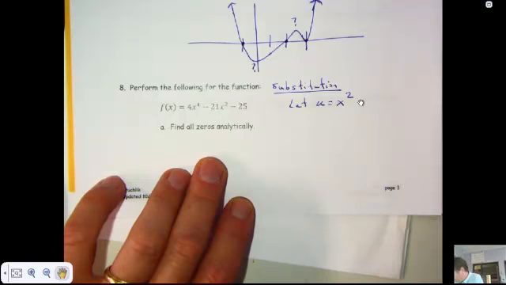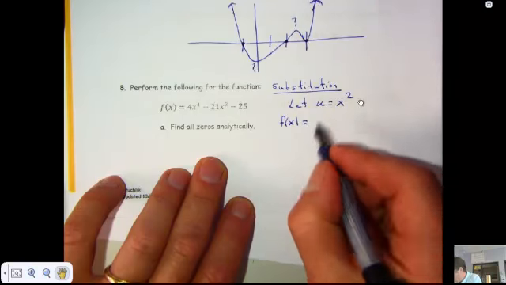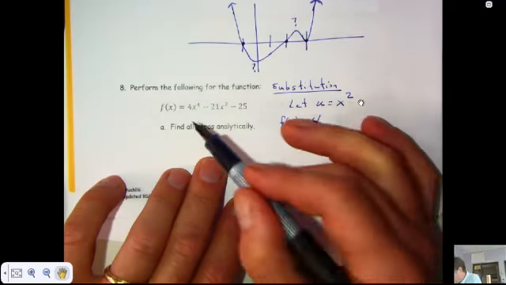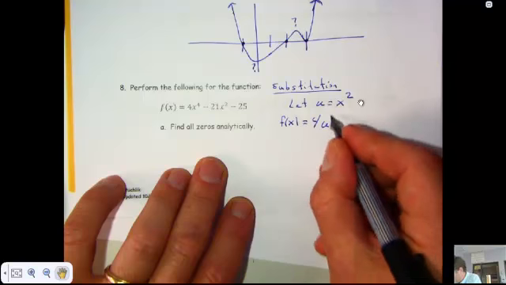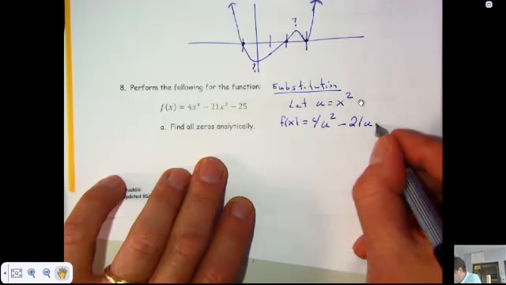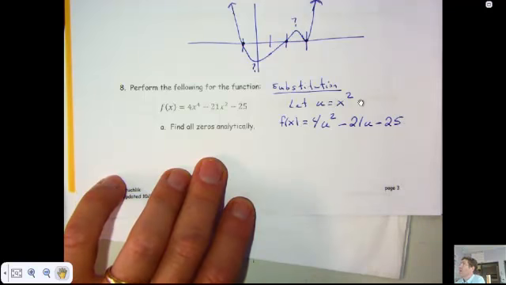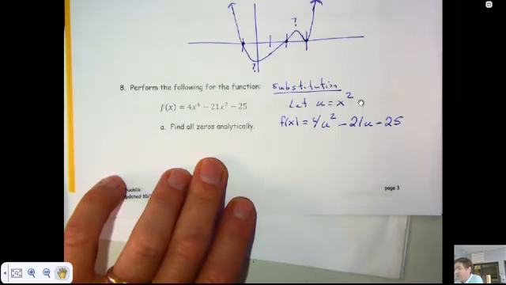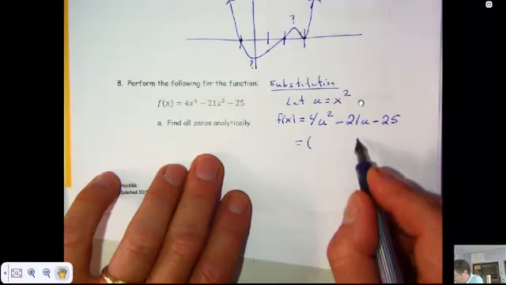So if we do that substitution, then f of x would equal 4 times, so x to the 4th is like x squared squared, so that would be like u squared, minus 21, well, x squared is u, minus 25. Now in doing that, it's a quadratic, which means I can either factor it or use a quadratic formula. Does it factor? It looks like it might. Let's play with that just a little bit.